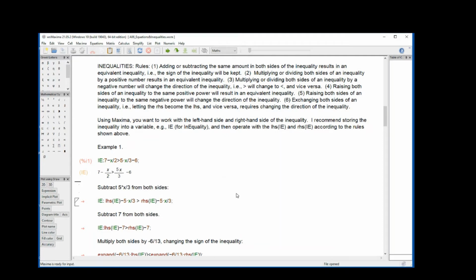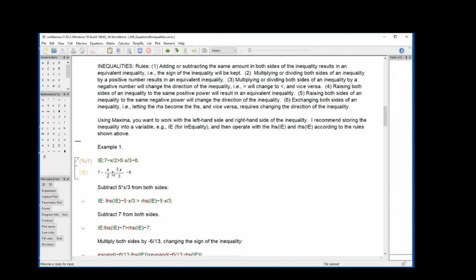Now, to handle inequalities, I invite you to pause this video and read this paragraph about the rules that govern inequalities. We're going to be using them in solving for the inequalities. Read them, pause the video, or read them in your document, and then we'll continue.